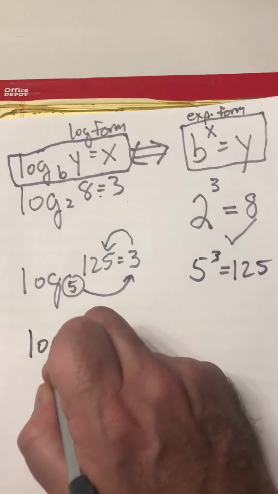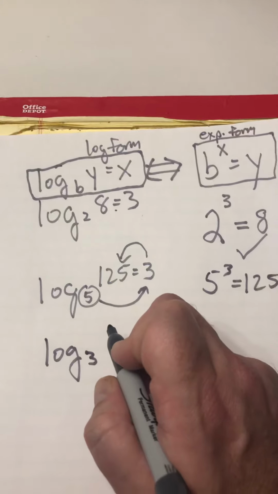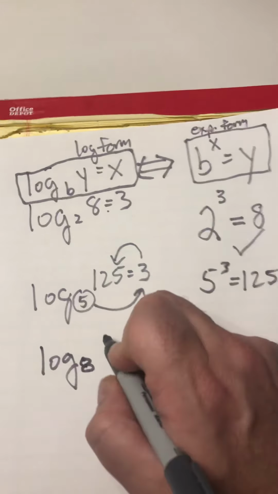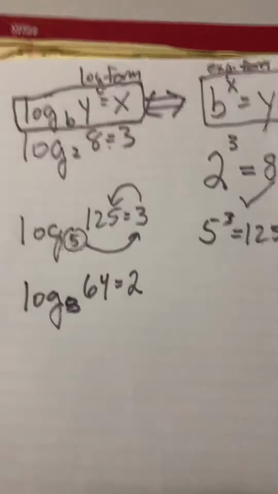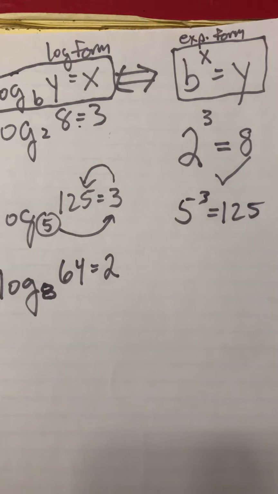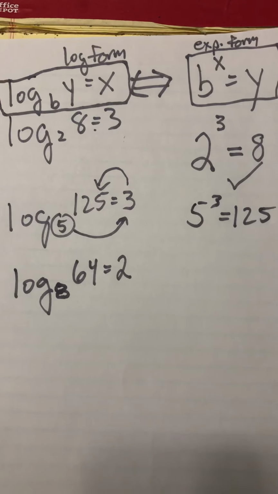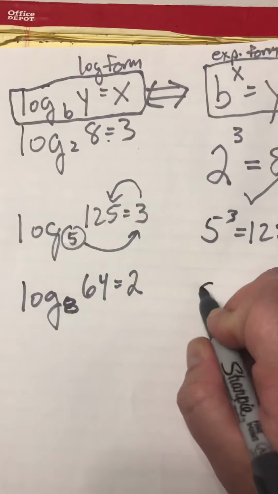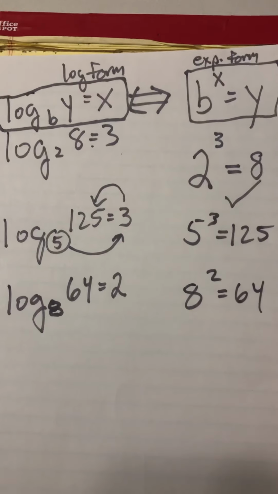How about this one? You try this one. Log base 8 of 64 equals 2. I'll give you a moment. How would you write that in exponential form? Well, if you said 8 to the 2 is 64, by golly, you got it.